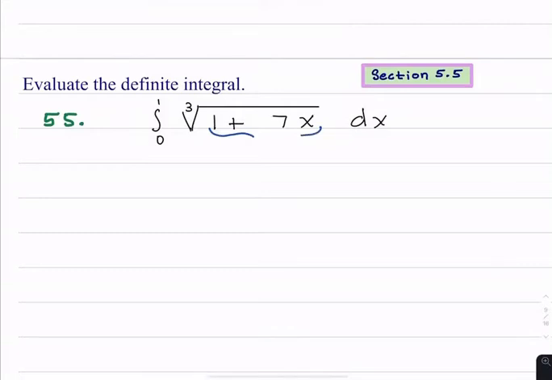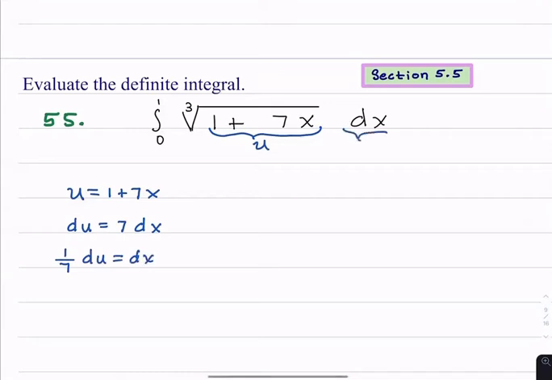The inside function will be u equals 1 plus 7x. Take the derivative, and I find that's 7 dx. And what I do is I divide both sides by a constant, not by anything that has x, but just divided by 7. And I see that, according to the substitution, dx is 1/7 du. Now I'm going to do another little thing here, is I'm going to change the bounds.